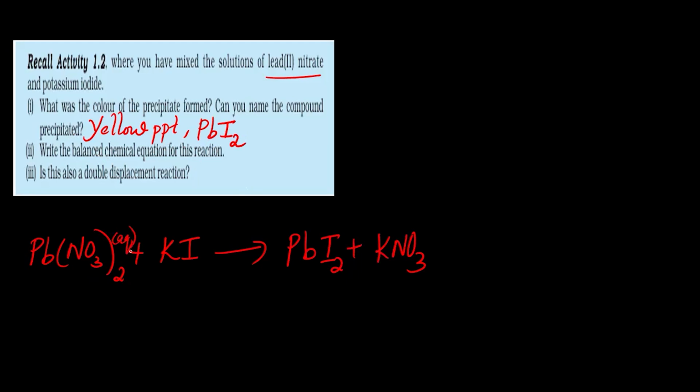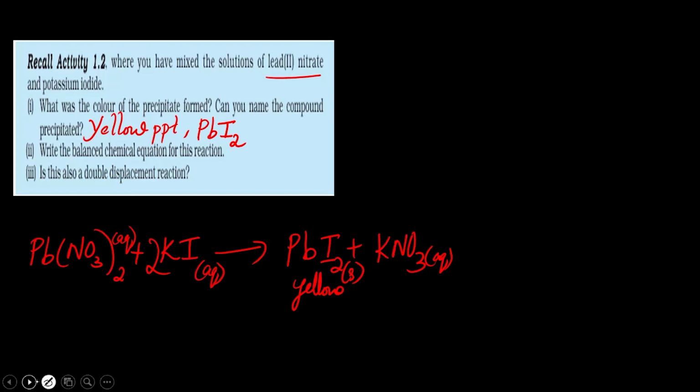So you have to mark aqueous, and this is the solid substance, that is yellow color substance that is forming. So this is again aqueous, and don't forget to balance the equation. Okay, write the balanced chemical equation. Is this also double displacement? Of course, this is also a double displacement reaction.